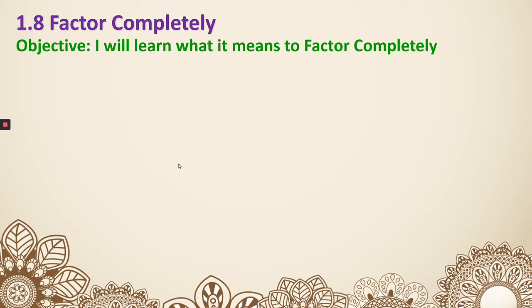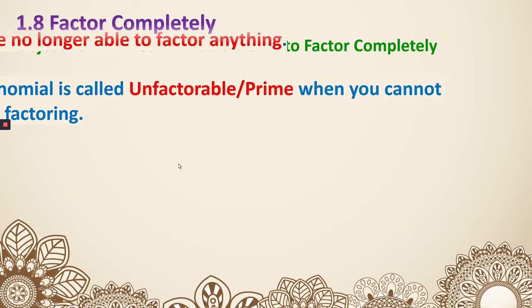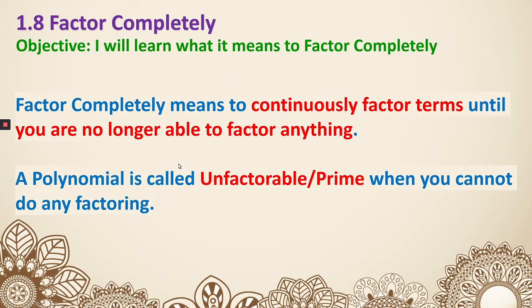So let's get started. Factor completely means to continuously factor terms until you are no longer able to factor anything. Basically, you just keep factoring it and don't stop until you cannot do it anymore. A polynomial is called unfactorable or prime if you cannot even do any kind of factoring. If you cannot even take out a GCF at the beginning, that's going to be called unfactorable or prime.